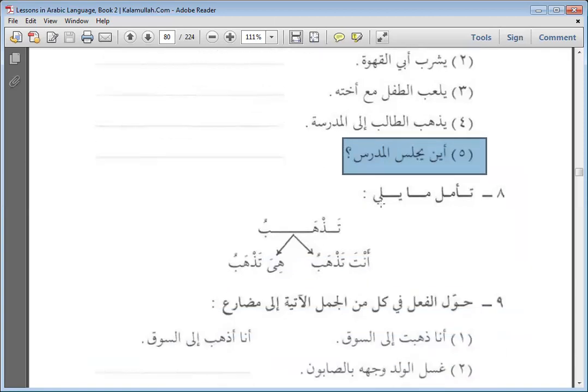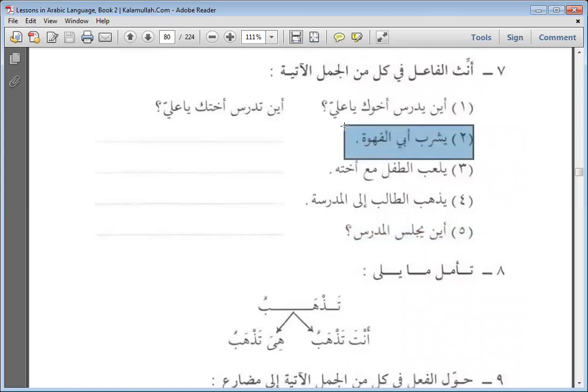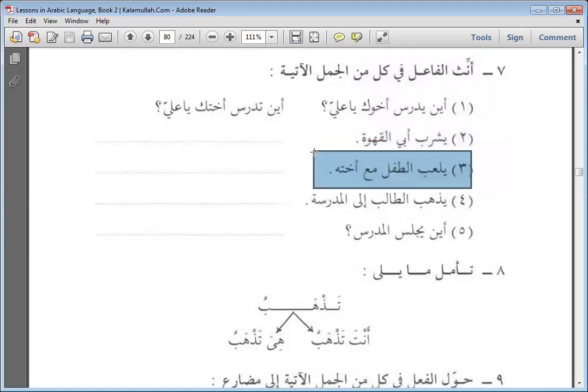Can you repeat the answer to number 2? Okay. So we have yashrabu abi al-qahwata. So we change it to feminine. You will have tashrabu. Sorry, number 3. So the original is yal'abu at-tiflu ma'a ukhtihi. So we change it to feminine. You will have tal'abu with a ta.